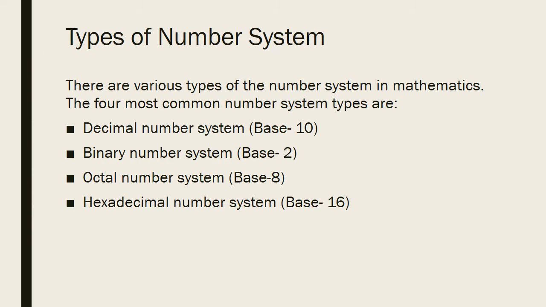Okay, now since you know a number system is a set of values used to represent different quantities, let us study its types. There are various types of number systems in mathematics. The four most common types of number systems are decimal number system, binary number system, octal number system and hexadecimal number system.